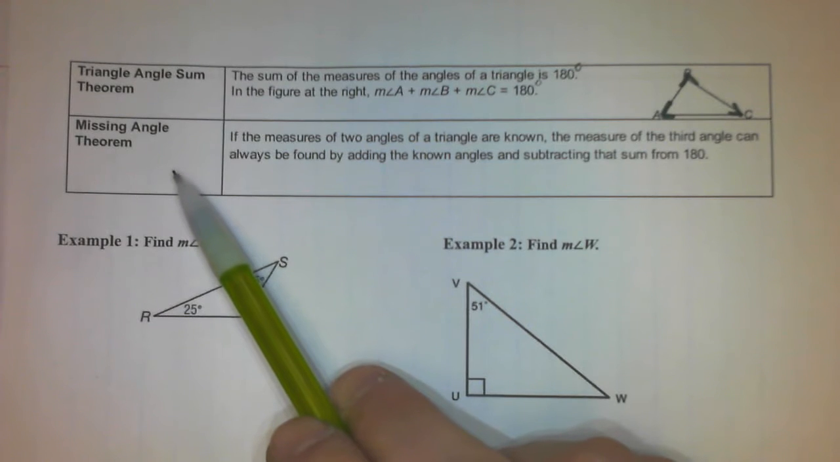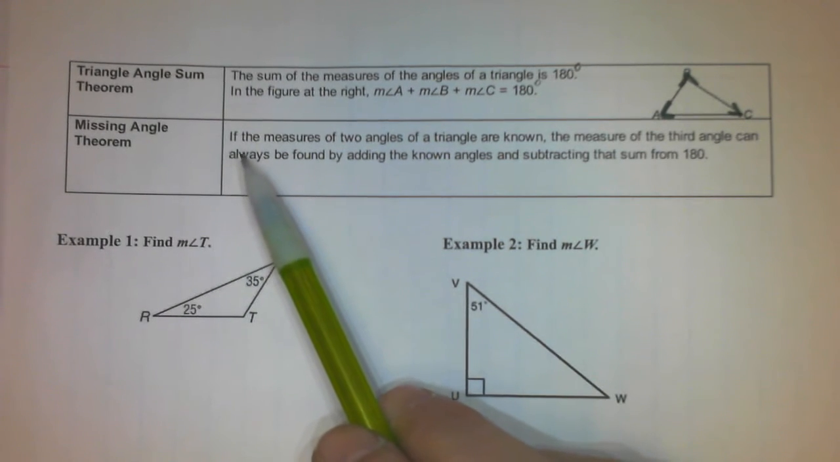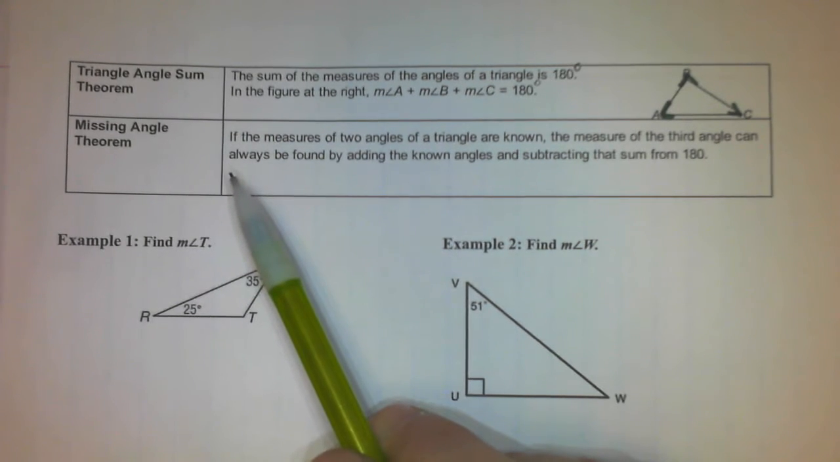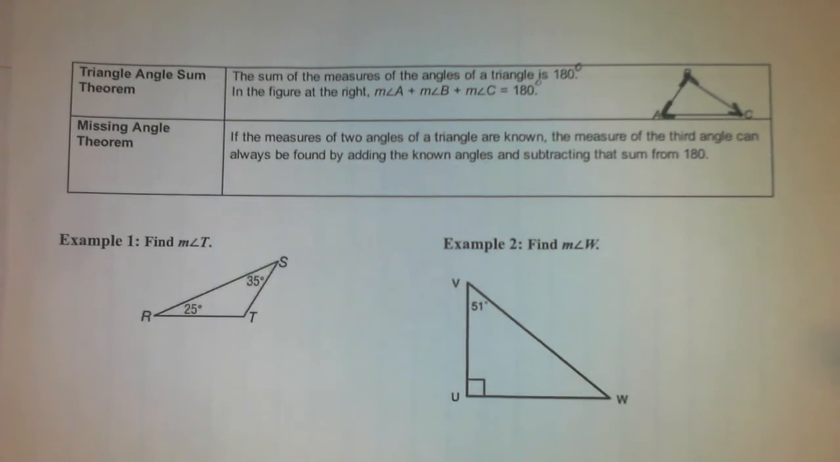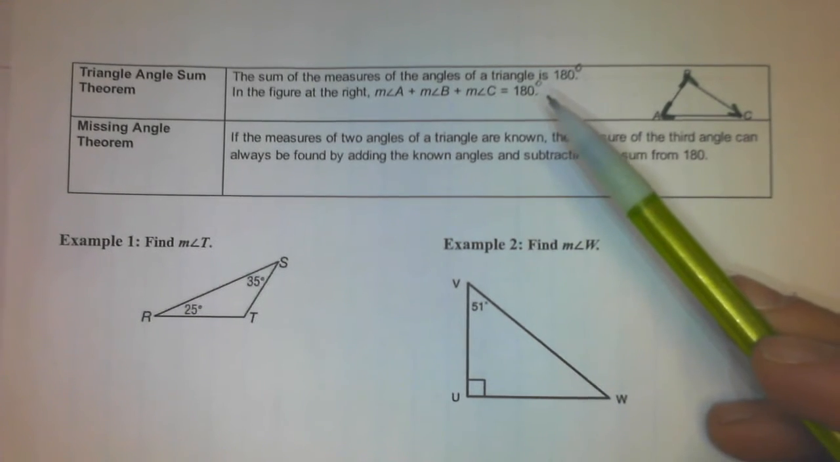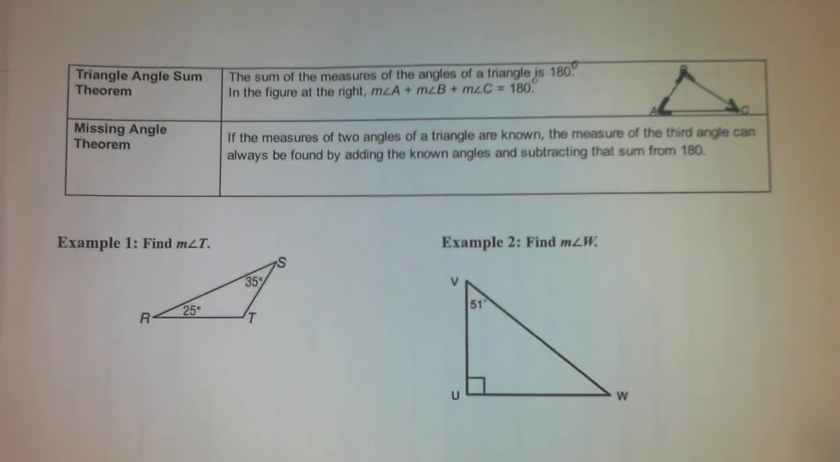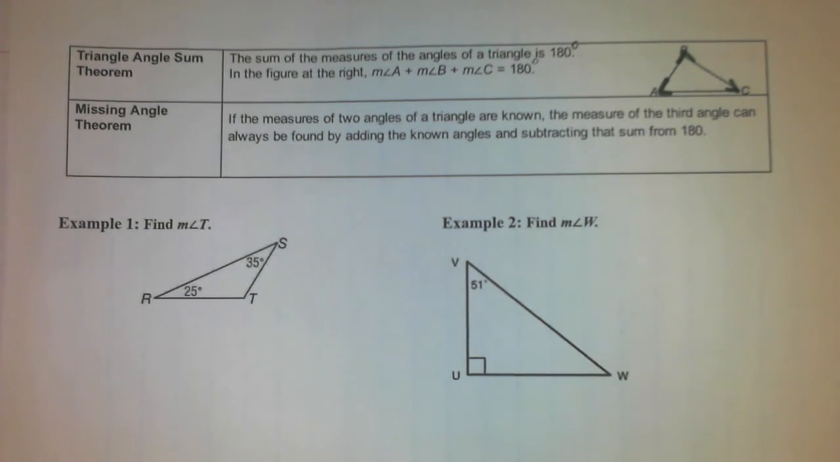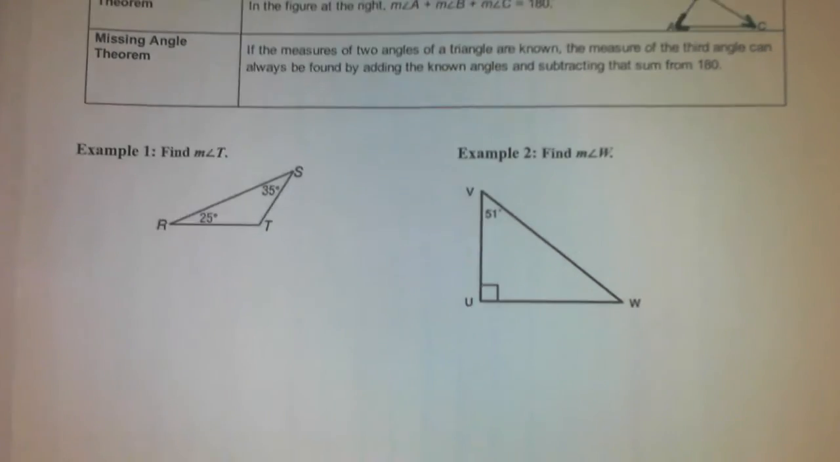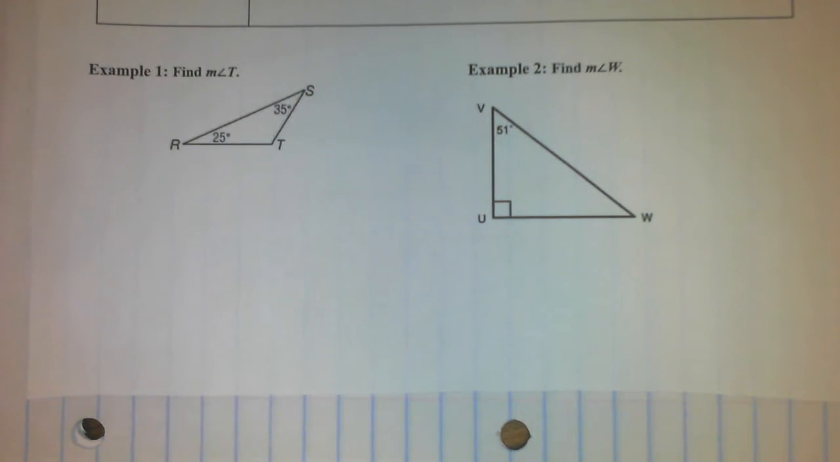The next is the missing angle theorem, and this says that if the measures of two angles of a triangle are known, the measure of the third angle can always be found by adding the known angles and subtracting that sum from 180. This will make sense when I show you the examples. Basically what it means is if you have one missing angle in a triangle, since you know that the angles should add up to 180, you can always find the value of the missing angle. And again, you can pause that video to get those definitions down if you need to, but those need to go in your notebook.